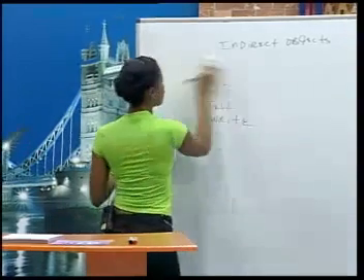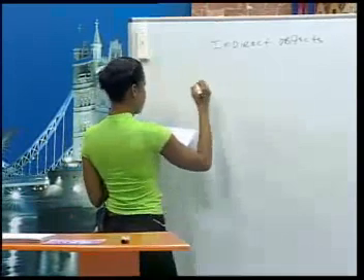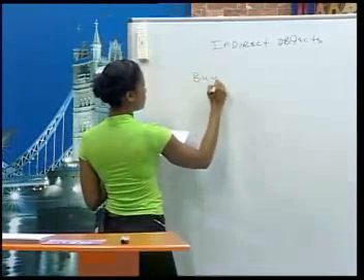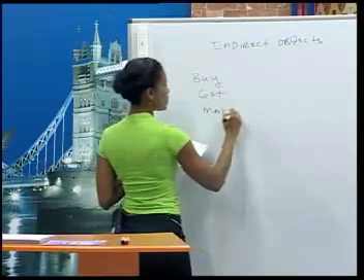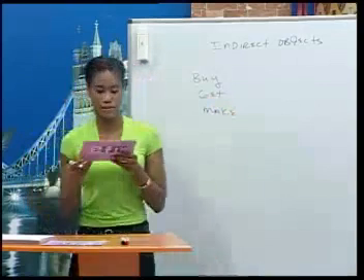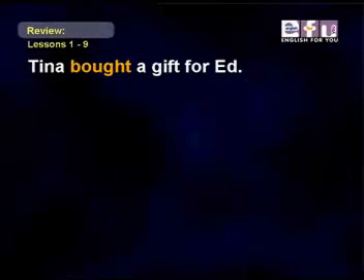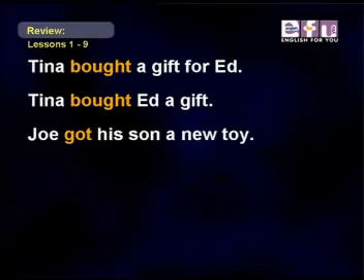Okay, now with other verbs such as buy, get, and make, there are two possible patterns. Let's look at these. Tina bought a gift for Ed. Or you can say, Tina bought Ed a gift. Means the same.